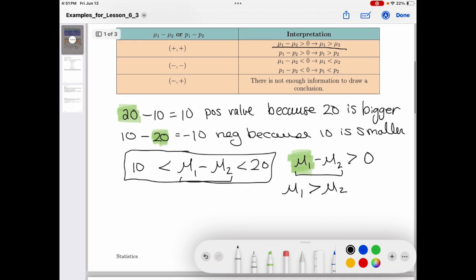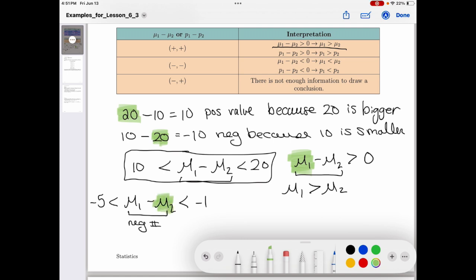Now it works in the other direction as well. If I said mu1 minus mu2 falls between two negative numbers, like negative 5 and negative 1, then mu1 minus mu2 has to be a negative number, which tells me that mu2 has to be bigger.